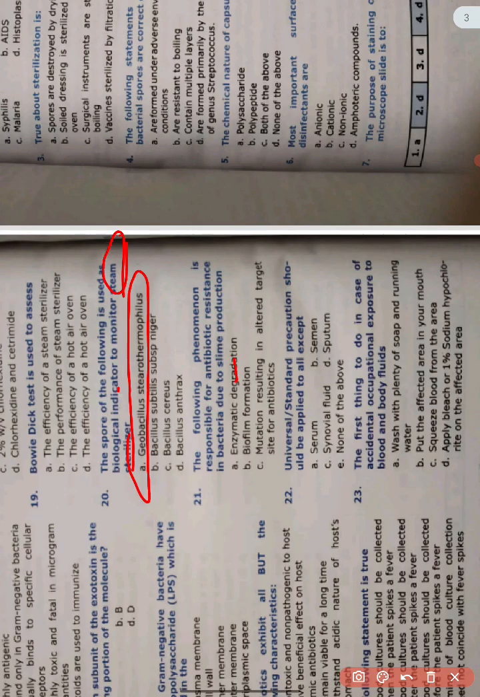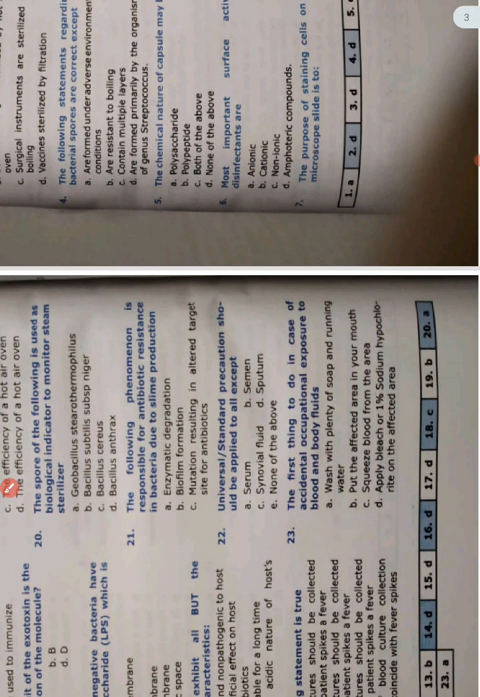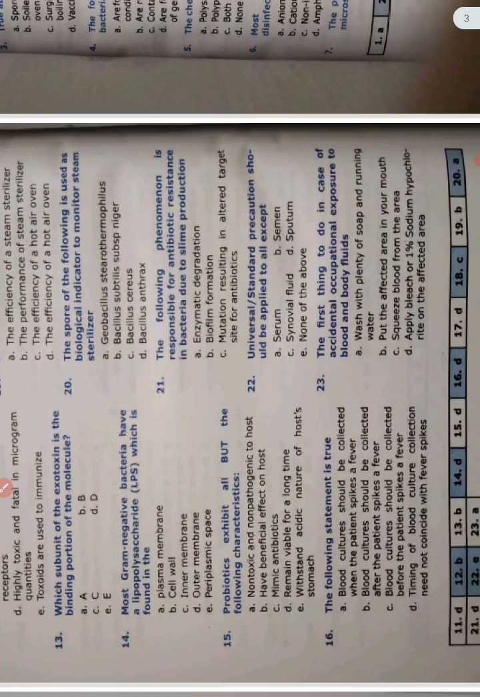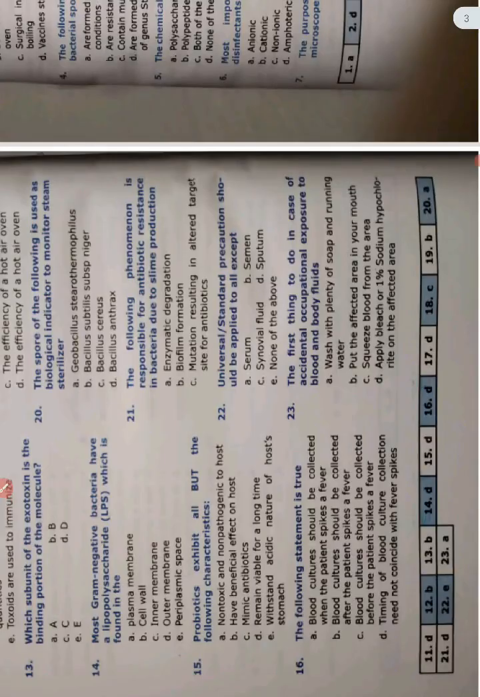Thermophilus. The following phenomenon is responsible for antibiotic resistance in bacteria due to slime production. Slime forms a biofilm. Biofilm formation, such as in Staphylococcus epidermidis on implants, will protect it from antibiotics. That is slime production. Because of that, it is getting protection from antibiotics.